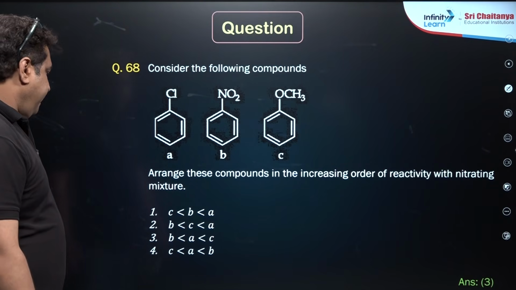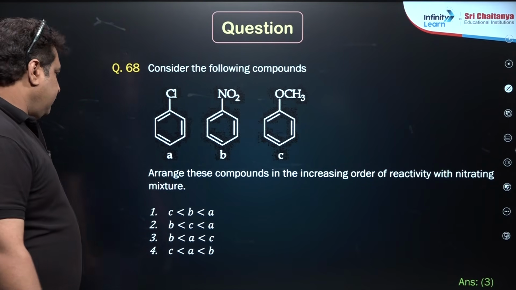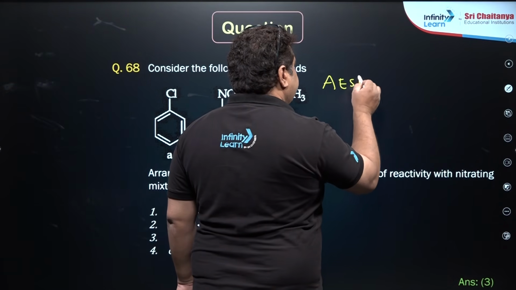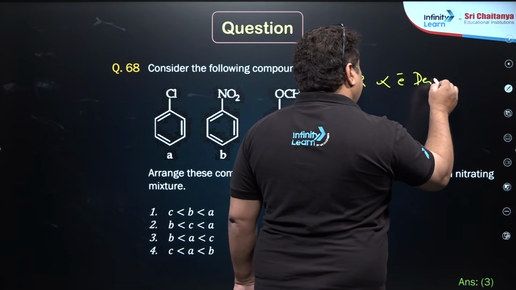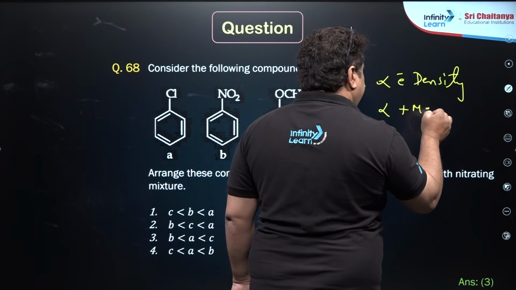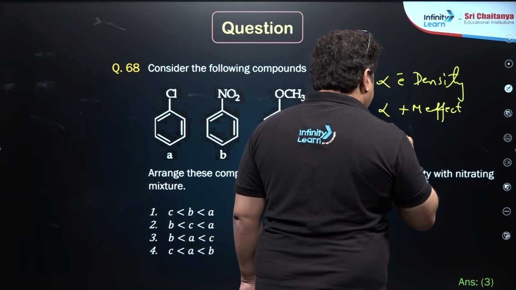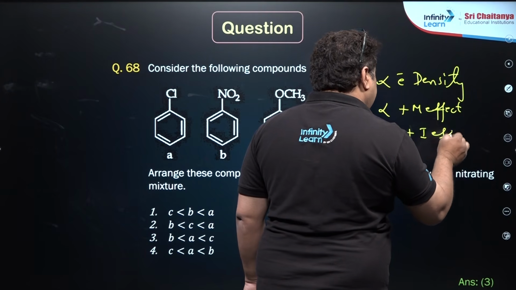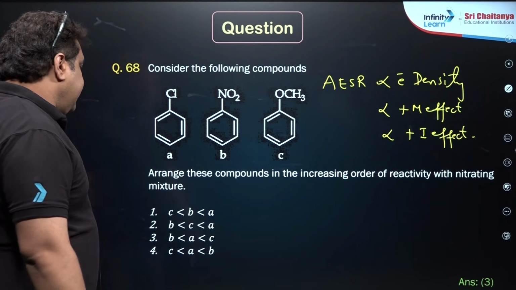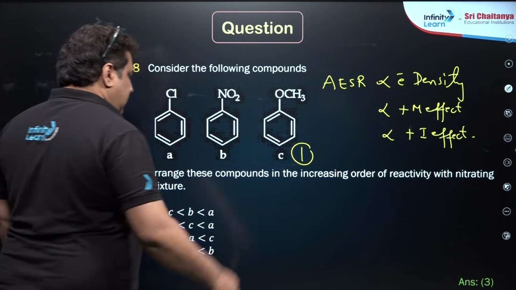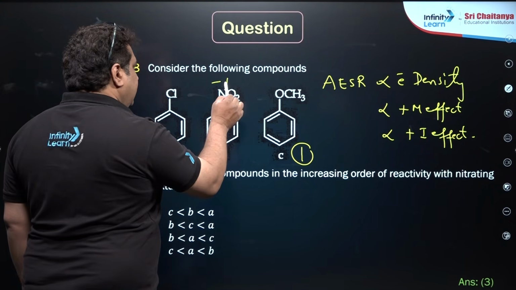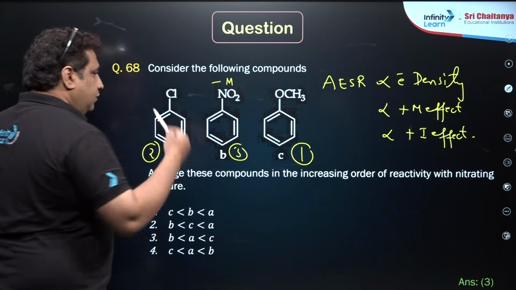Consider the following, okay. Arrange these compounds in increasing order of reactivity towards nitration mixture. So, very simply, okay, aromatic electrophilic substitution reaction is directly proportional to electron density. Who will provide more electron density? This is proportional to plus M effect, or in easy language we can say proportional to plus I effect. If you are thinking that actually we say plus M effect, but we can say it, okay. So, highest will be C, correct, highest will be C, second highest will be A, and you know this is minus M type of group, so this will be the least of all.